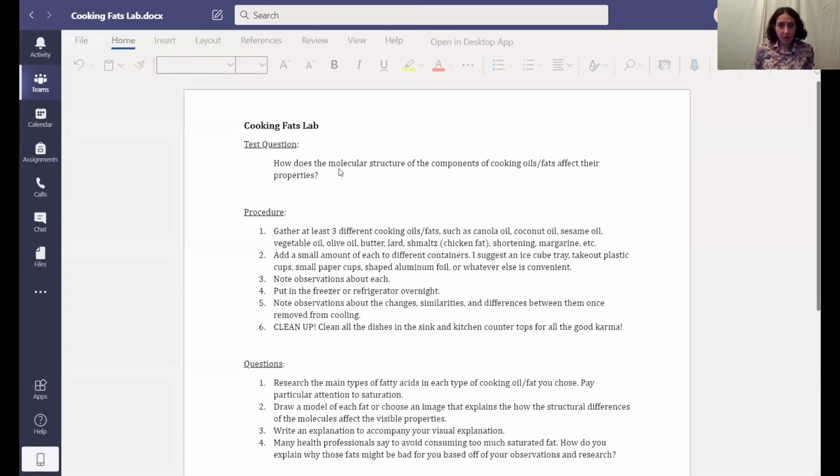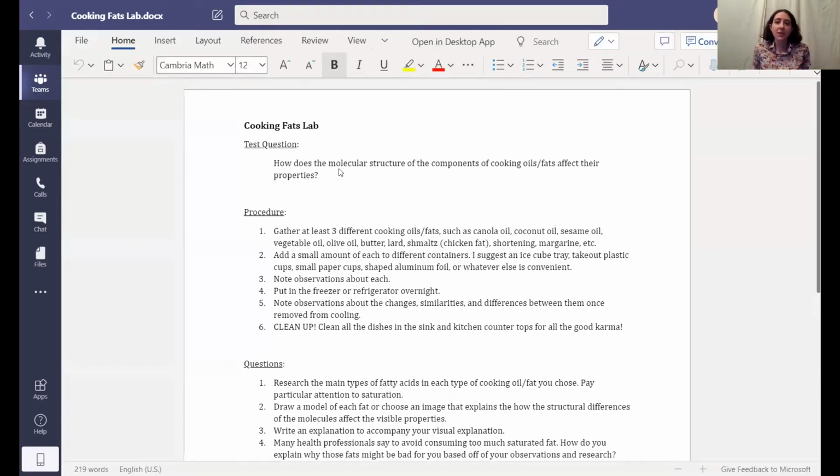So here's what you're going to do. I want you to compare the molecular structure of different fats and see how those structures affect, like dictate, their function and properties. So grab in your kitchen as many cooking oils as you want. I think at least 3 is good. I have canola oil and coconut oil and sesame oil, and I don't have vegetable oil actually.